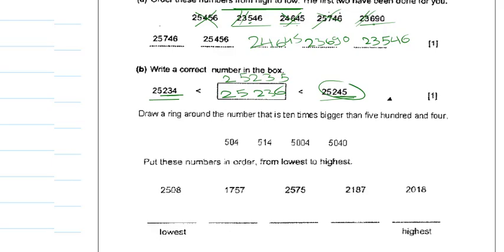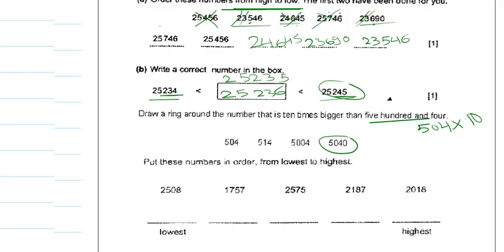Draw a ring around the number that is 10 times bigger than 504. We need a number 10 times bigger. It means you have to multiply by 10. Which number here gives me the answer of 504 multiplied by 10? You will find 5,040.